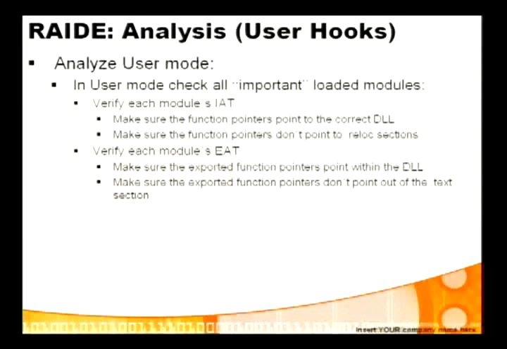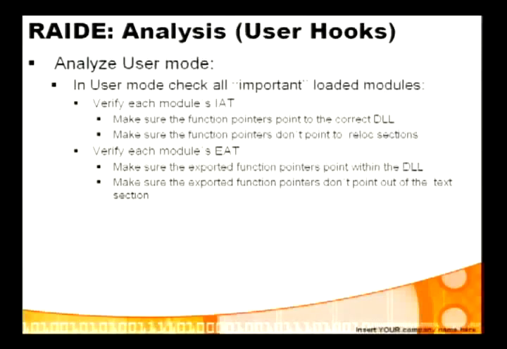So RAID's analyzing mode will analyze user mode for user hooks. It will find the executable in the process and check the import address table. If the import address table points to important modules, and these are going to be kernel32, NTDLL, WinSock, IP Helper API, it's then going to make sure the pointers are valid, so it doesn't point to the relocation section. It points within where it's supposed to.